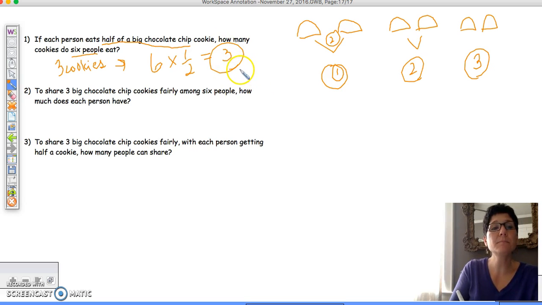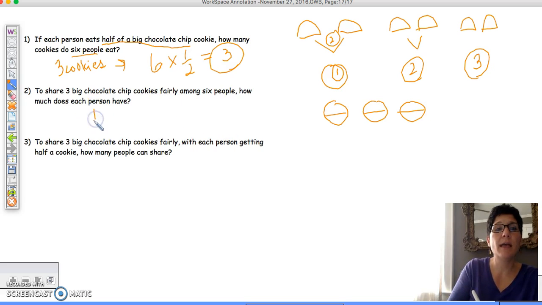Okay. Number 2, it says to share 3 big chocolate chip cookies fairly among 6 people. How much does each person have? Right? So you're taking 3 cookies, right? And you have 6 people. So if you want to do that, that means that you have to divide your cookies into halves, yes? So it says to share 3 big chocolate chip cookies fairly among 6 people. How much does each person have?